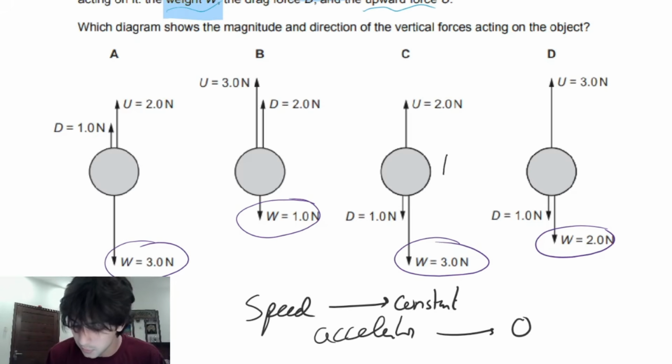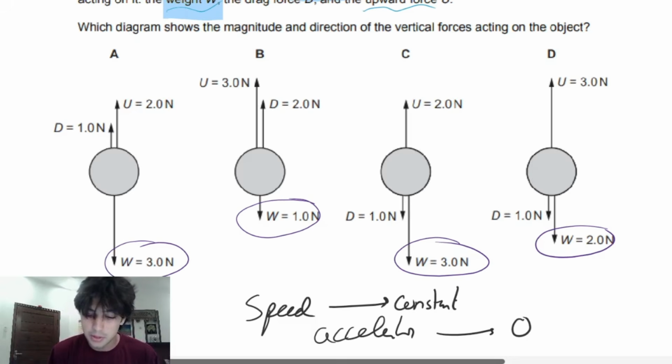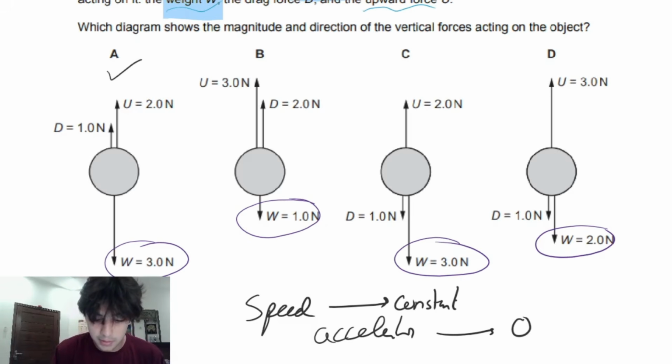Why? Because we looked at the equation. Remember, F is equal to ma. So if acceleration is zero, then anything multiplied with zero is zero. F is also zero. So we can see over here, all these forces should add up to become zero. 3 downwards, 1 or 2 upwards. So this might be an option.